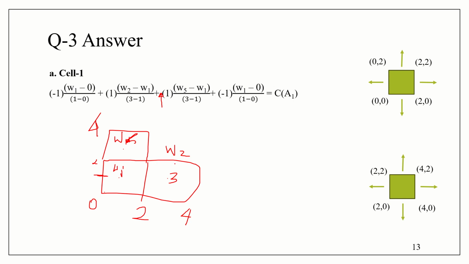And then we have W5 minus W1, and one more thing, W1 minus 0, divided by 1 minus 0. So here we are stopping at the boundary. So 1 minus 0 times minus 1 is equal to C into A1. The area is 2 into 2 because it is a square, so it is 4.